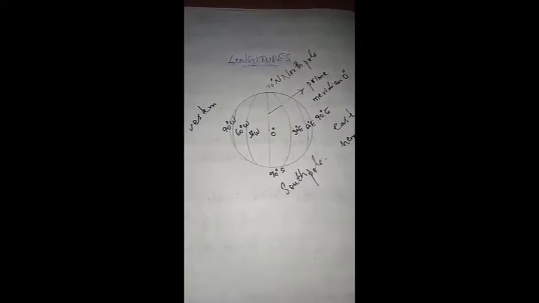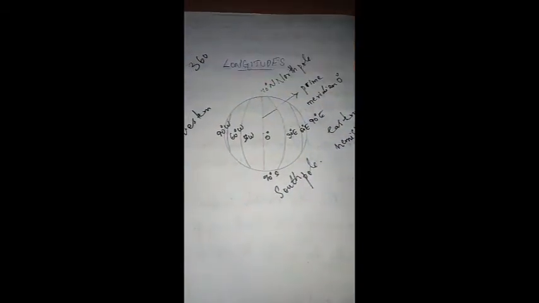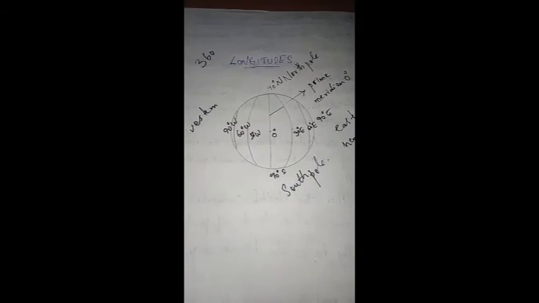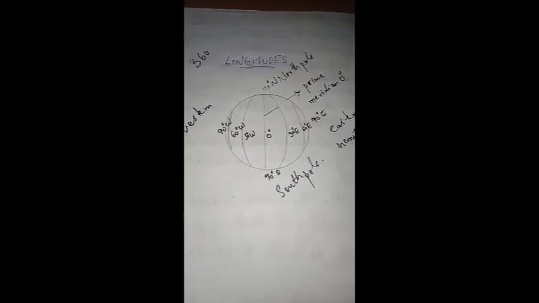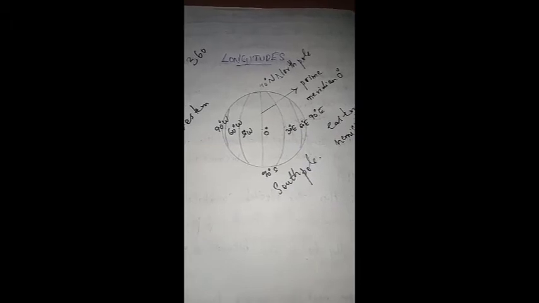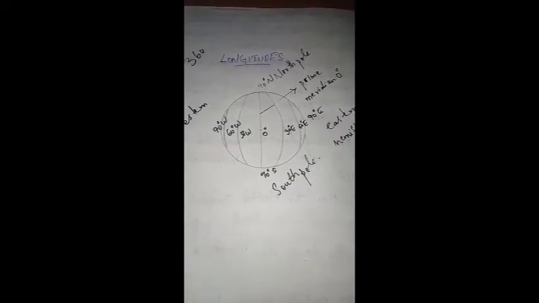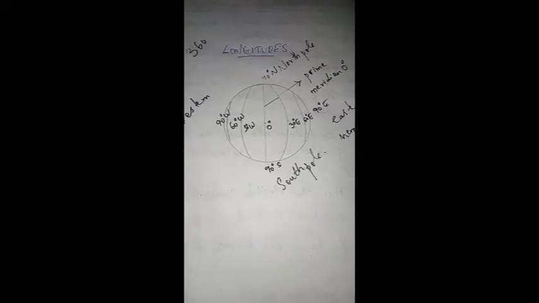There are totally 360 meridians in longitudes. First is the prime meridian at 0 degrees. Second is the International Date Line at 180 degrees. Third are the 179 meridians, 1 east to 179 east and 1 west to 179 west.